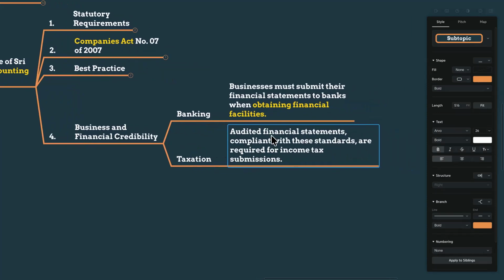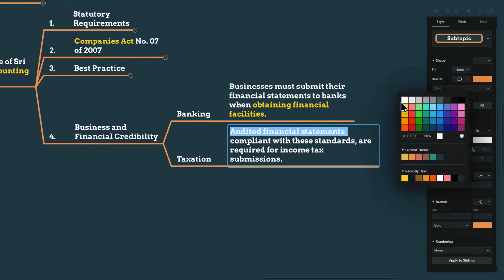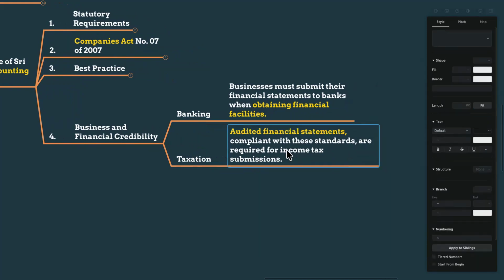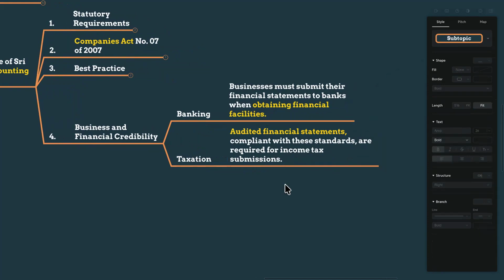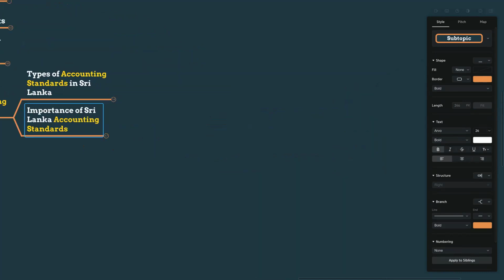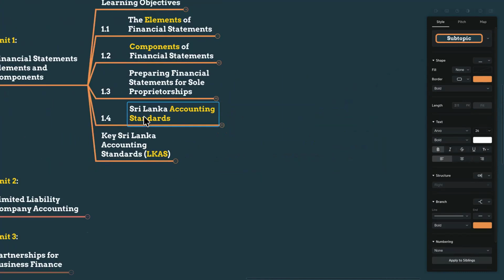for taxation purposes, audited financial statements complying with these standards are required. Normally, audited financial statements are required for income tax submission, right? Let's say you file your income tax return with the Inland Revenue Department. If you want to file that with the proper numbers, you need a proper financial statement. Then only you can adjust for taxation. So these are the importance, and these are the Sri Lanka accounting standards framework in Sri Lanka, my dears.